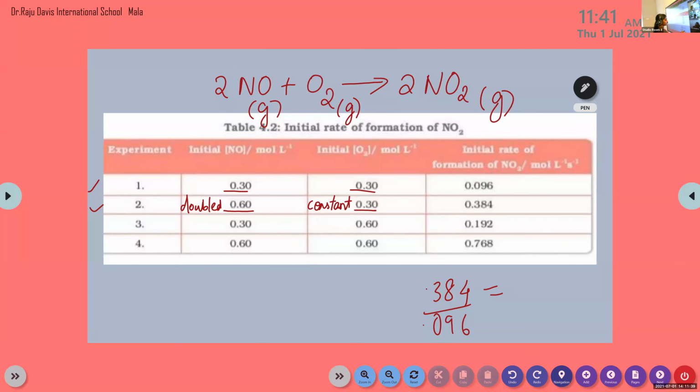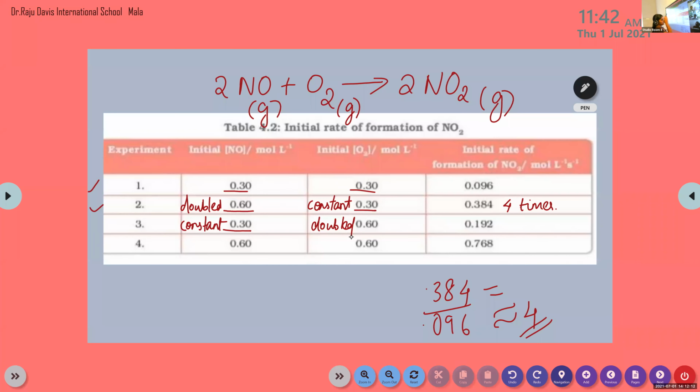It is approximately equal to 4 times. So you can write here it is 4 times. Then the next case. Here again the concentration of NO is constant and the concentration of O2 is doubled.